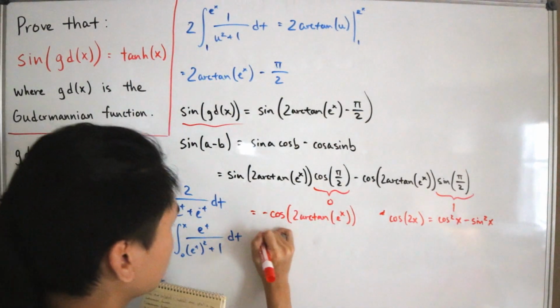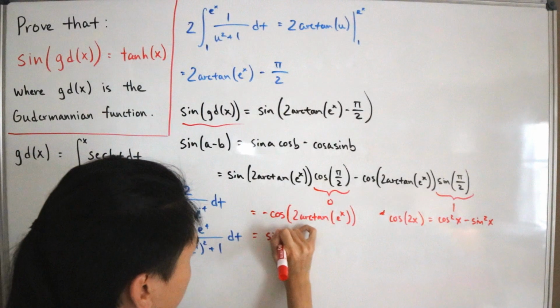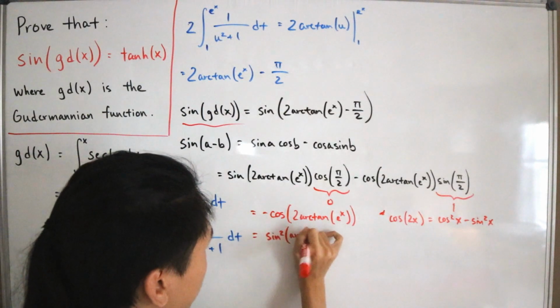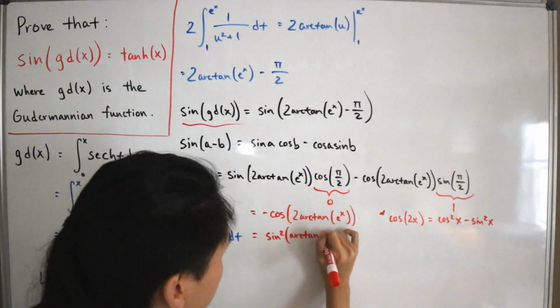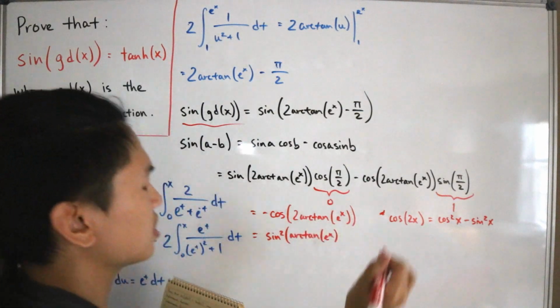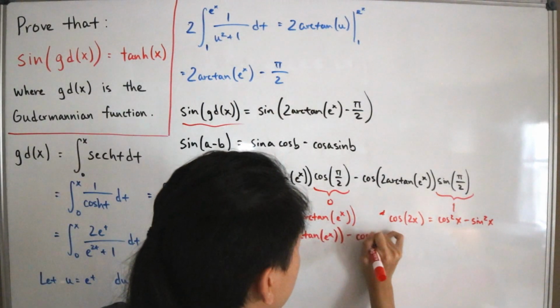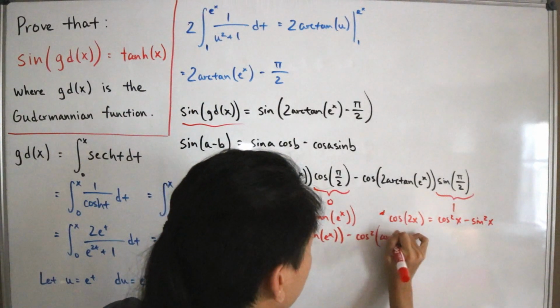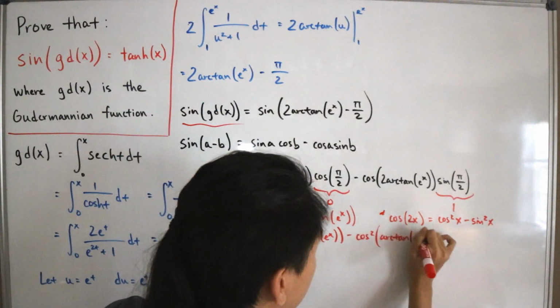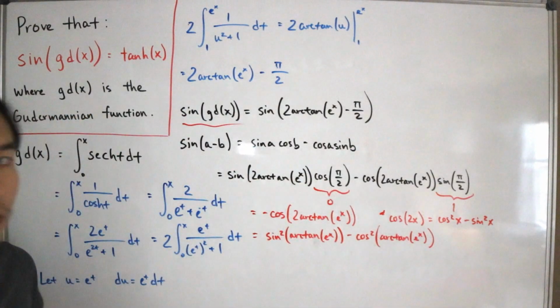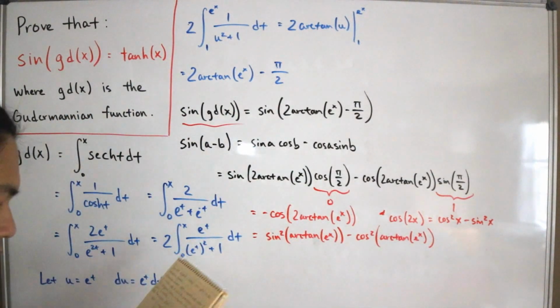So now that's going to yield us sine squared of arctan of e to the x, I didn't mean to say y, then minus cosine squared of arctan of e to the x. Okay, so far so good. That's what we have. So where do we go on from here?